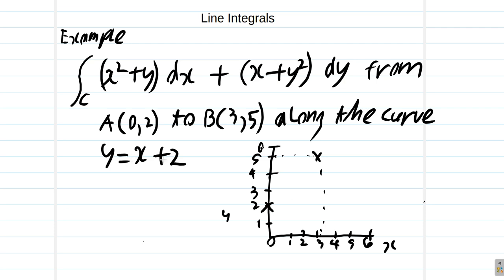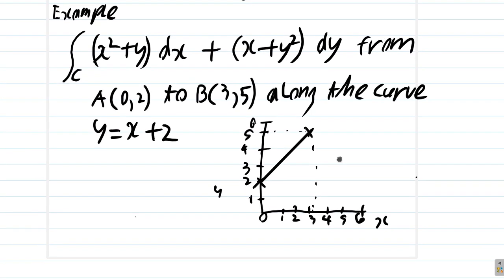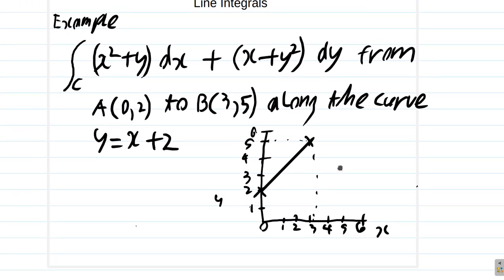Along the curve y = x + 2. So it is a straight line. Alright? It's a straight line. So you're looking at the graph from here. Alright. Now, this is the integral that you're dealing with.